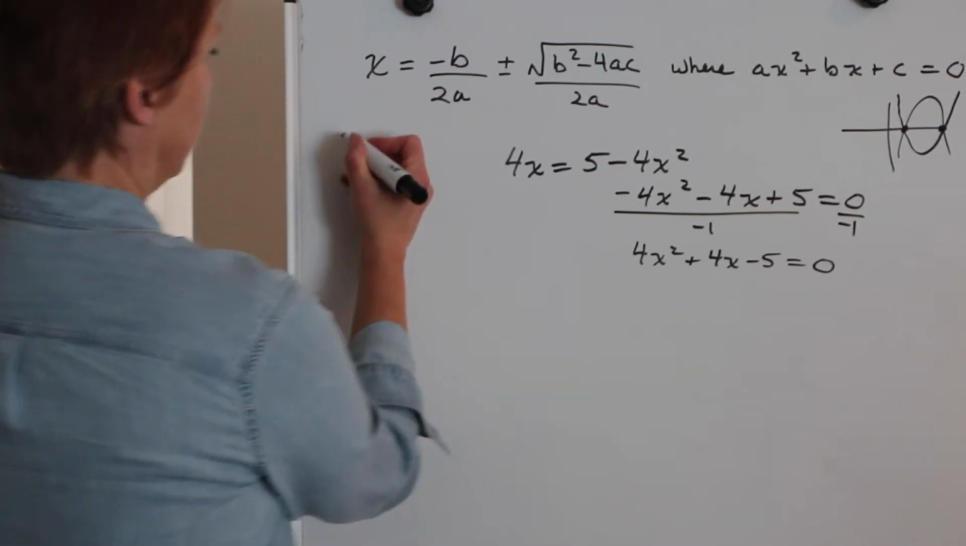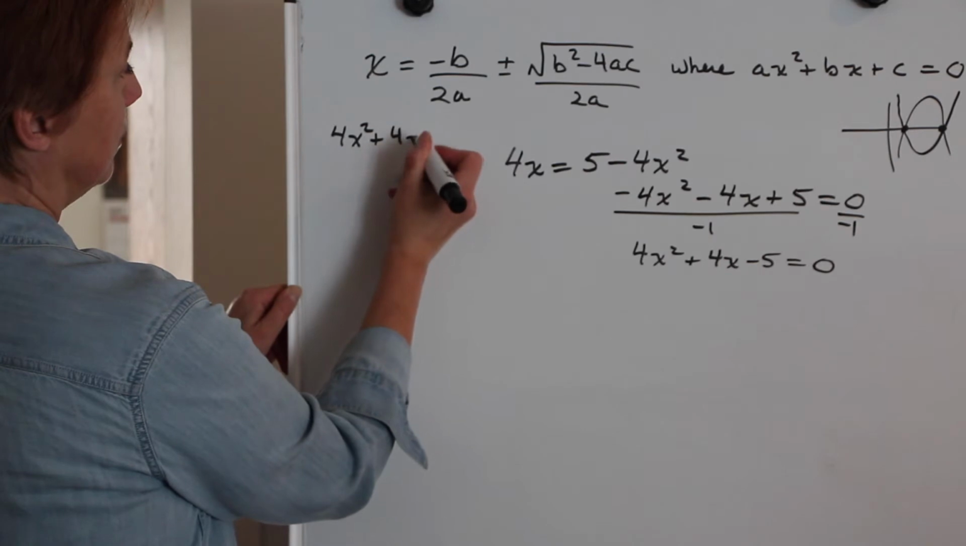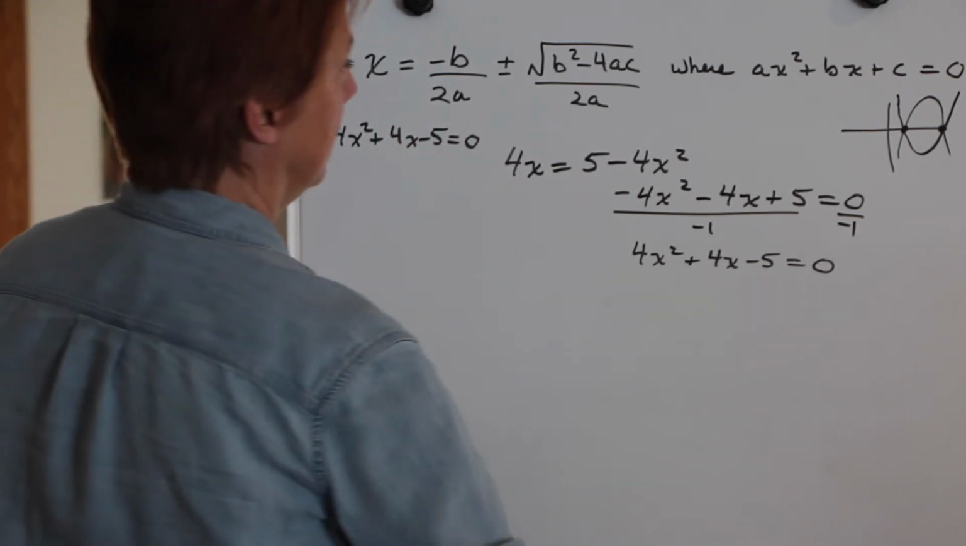Okay, so what are we doing? We are solving 4x squared plus 4x minus 5 equals 0. Okay.